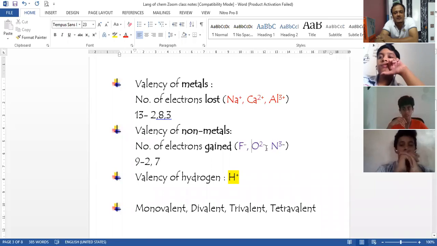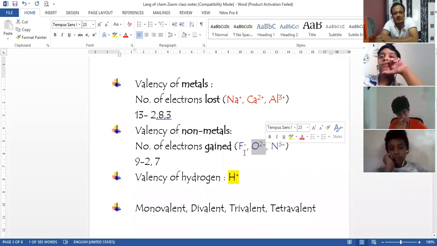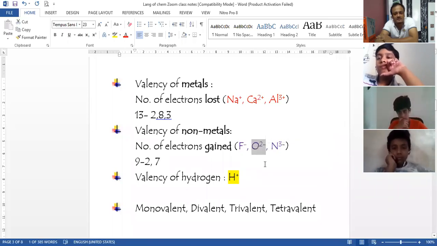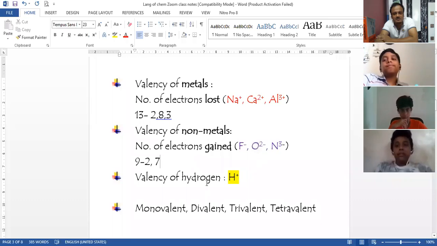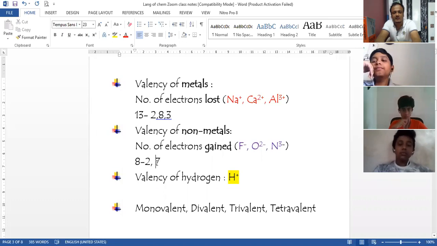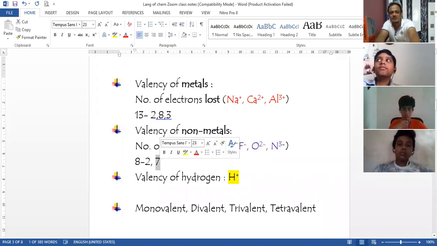Okay, so we will move on to the next one, that is oxygen. Oxide you have studied, it is O2 minus. So it is having a valency of 2 minus. Why? Because the atomic number of oxygen is 8. So the electronic configuration of oxygen is 2, 6.